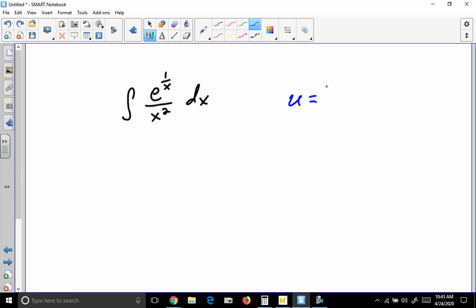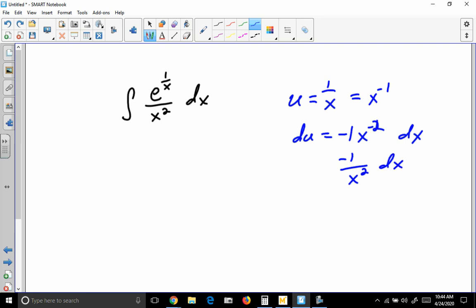If we let u be the exponent here, 1 over x could be called x to the negative 1. That makes it so that we don't have to take the quotient rule here. So du would be negative 1 x to the 1 less power dx. 1 less than negative 1 would be negative 2, so that'd be negative 1 over x squared dx. So we have a dx, we have an x squared on bottom, we just need a negative 1. So we could rearrange this if we wanted to, don't have to.